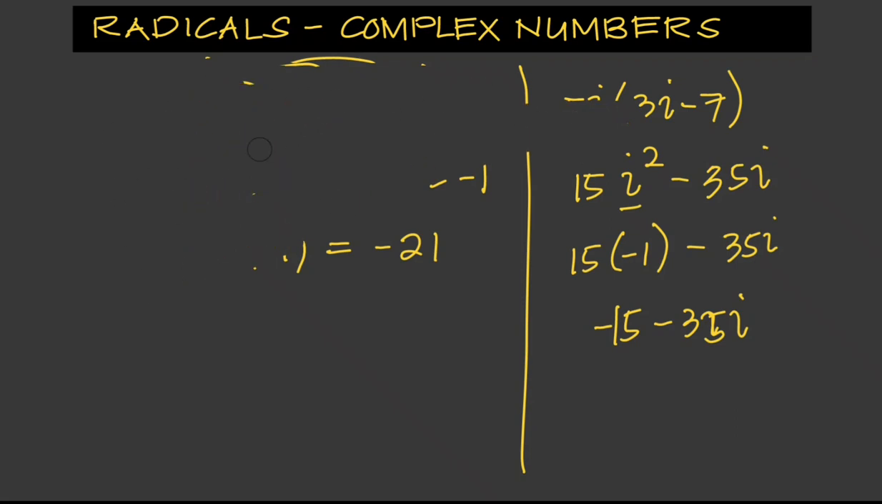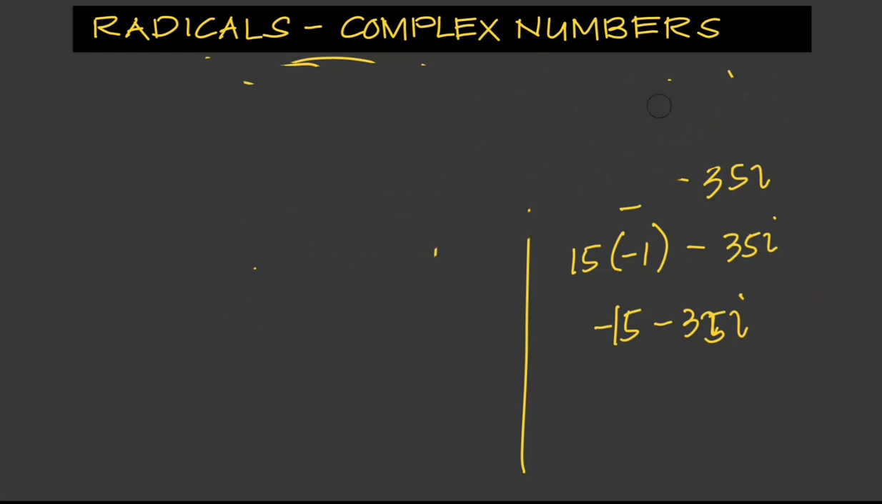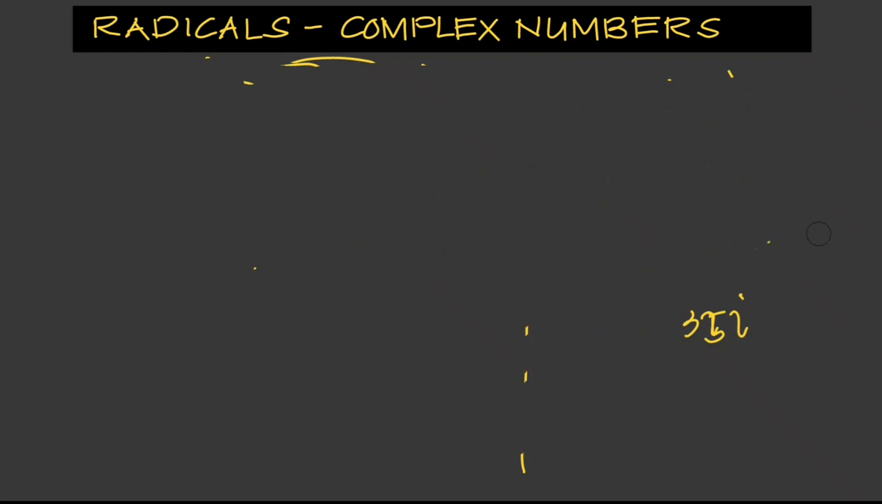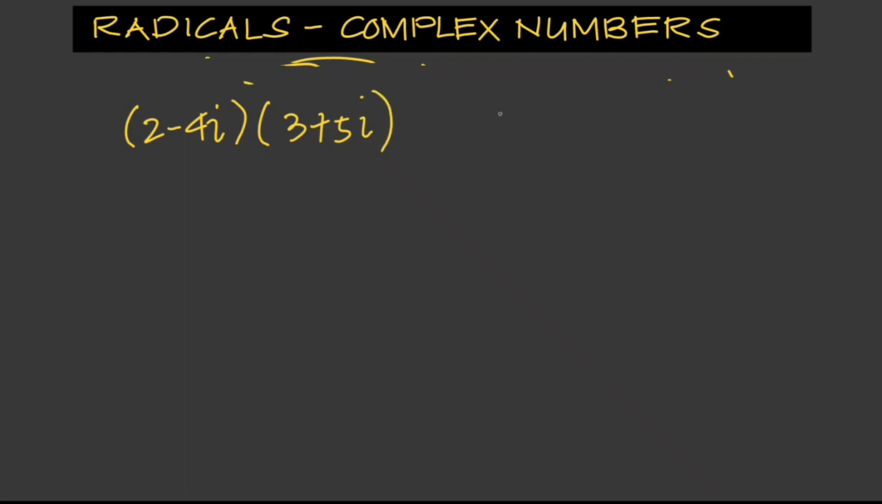Okay, let's try some more problems here. What if we're given (2 - 4i) times (3 + 5i)? In this case, we can use the FOIL method.